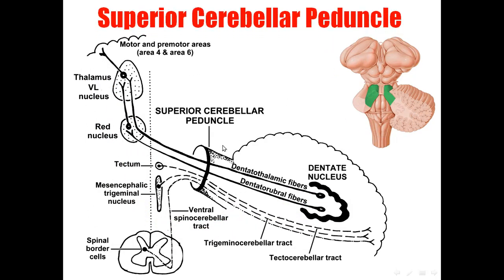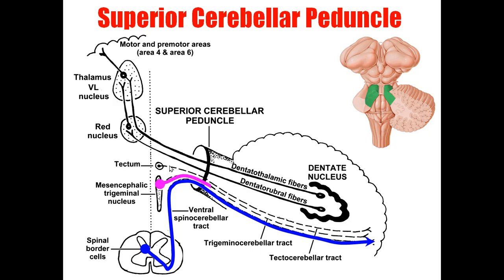Regarding the superior cerebellar peduncle, afferent fibers and efferent fibers. We have three afferent fibers. The first one is the ventral spinocerebellar tract. The ventral spinocerebellar tract arises from the spinal border cells of the spinal cord and reaches the cerebellum through the superior cerebellar peduncle, and it carries information from the lower limb.